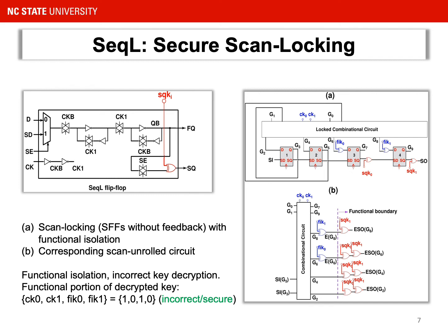The red type key gates, however, do not appear in the functional mode of operation, while the blue type key gates do appear in the functional mode of operation, thereby creating a functional boundary between the two as shown in the figure. Due to this functional isolation, the functional portion of the decrypted key does not contain the red type of keys and contains only CK0, CK1, FIK0 and FIK1, which are equal to 1010, which is incorrect, and hence making SeqL secure.